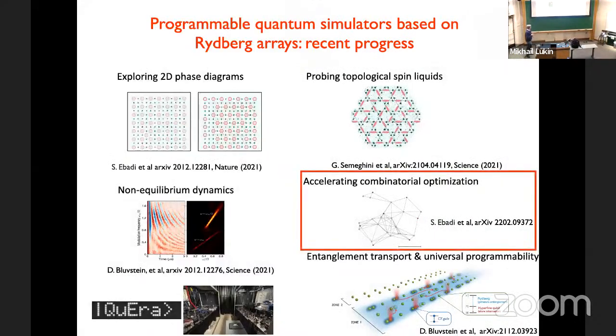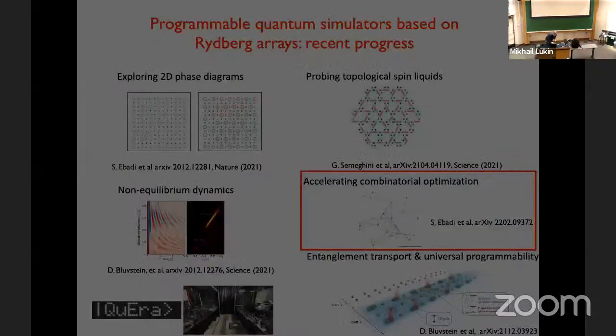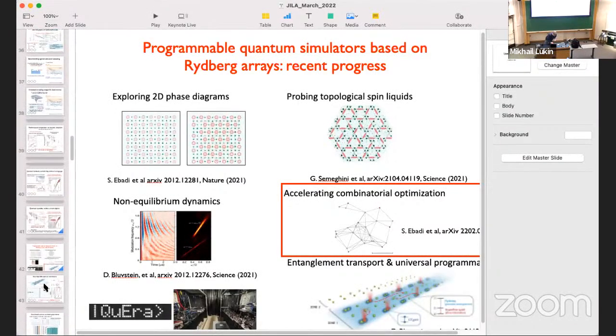All right, so I will not talk about combinatorial optimization, but just to conclude, let me tell you about one other project that we are working on.